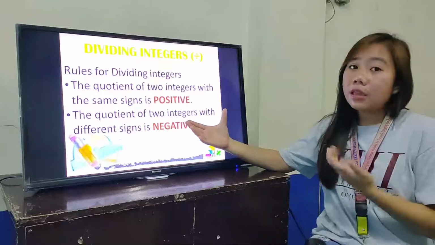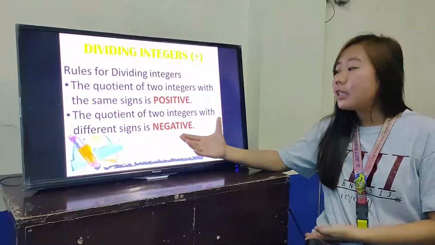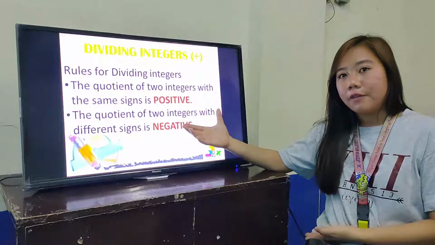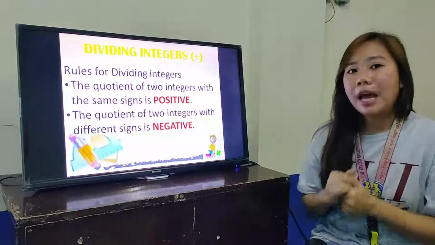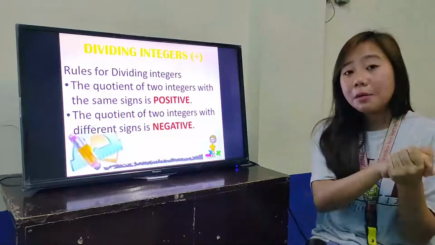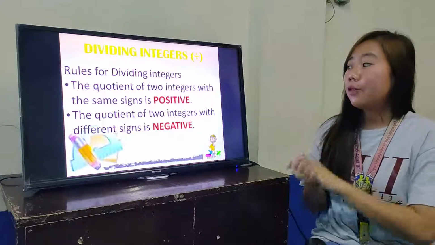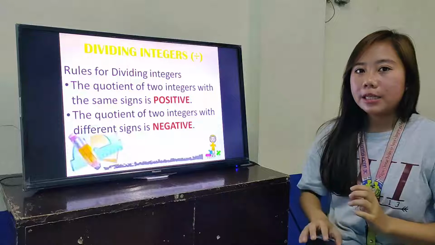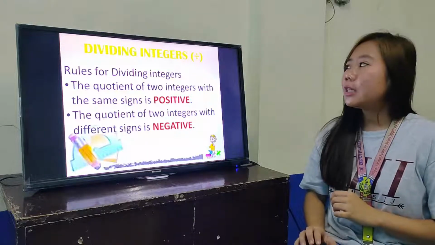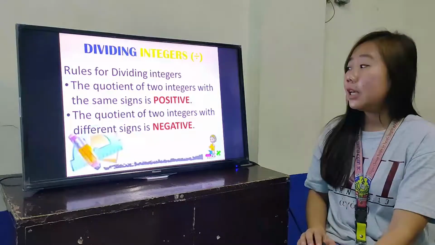Bullet number 2, the quotient of 2 integers with different signs is negative. Just like what I have said in multiplying integers, if we have the same sign, the answer or the quotient is always positive. If we have two different signs of integers, the answer is always negative. Okay, so let's have an example. But before that, let's summarize the rules for dividing integers.